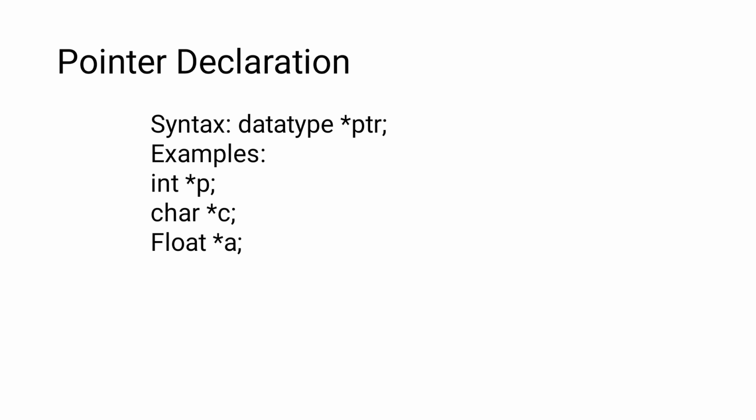So these are the two operators we are using in pointers. And next, pointer syntax. The syntax for a pointer is data type space star ptr, that is, asterisk symbol ptr. The data type may be any data type. It may be integer, character or float. So examples: int space star p, that means we are creating the pointer p, which is an integer type. Next, a character type pointer: char space star c. Next, a floating type pointer: float space star a. So a is a floating type pointer variable. So this is how to declare a pointer.